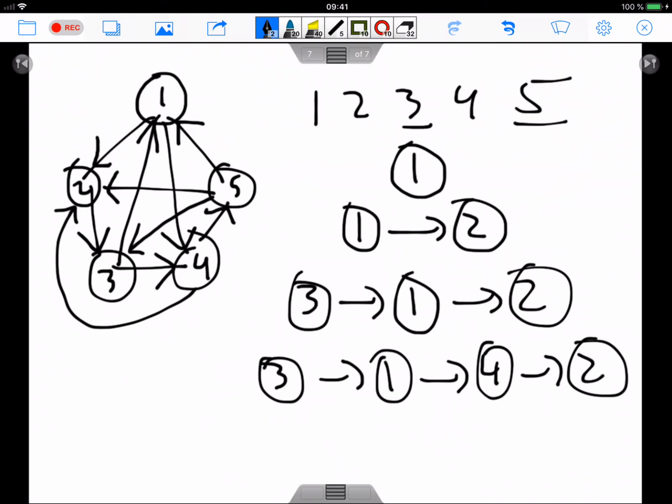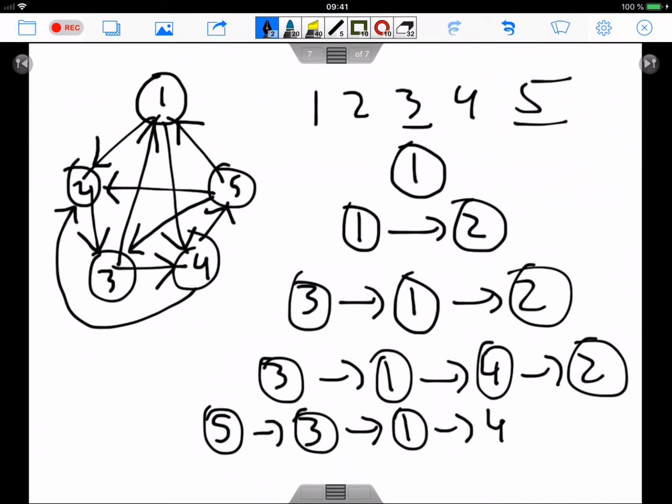Finally, we are going to insert the last vertex, which is 5. And what we do is to try to insert 5 before 3. And that, in this case, is possible. So we get 5 to 3, and then to 1, to 4, and to 2. Okay? And you can check that this is indeed a Hamiltonian path in the graph. So we can go from 5 to 3, then to 1, then to 4, and finally to 2. This is a Hamiltonian path in this graph.